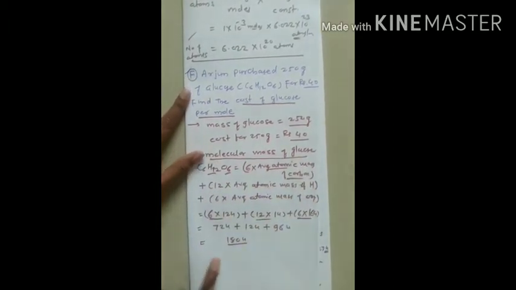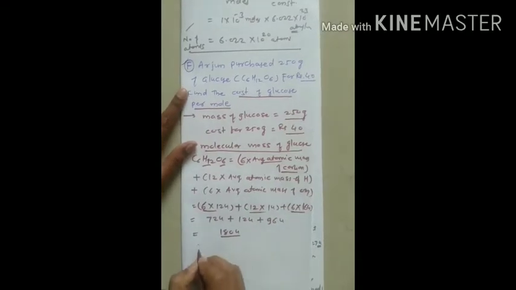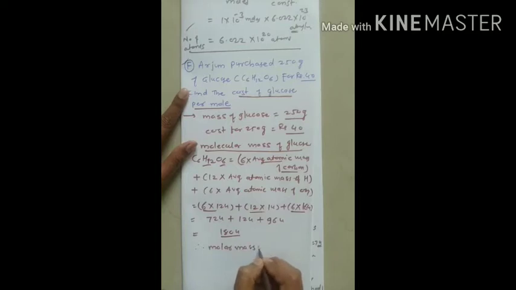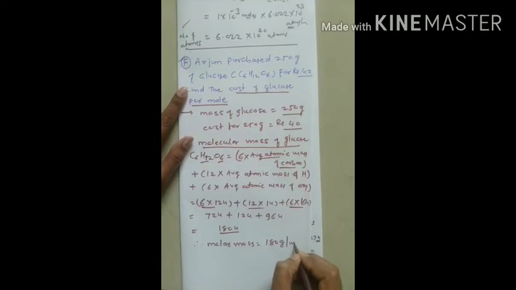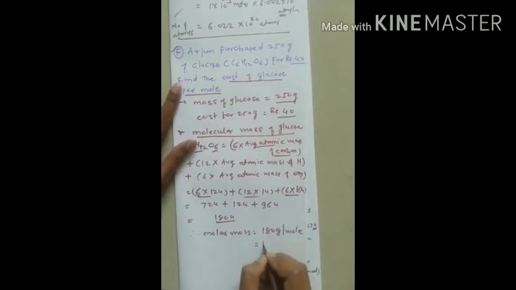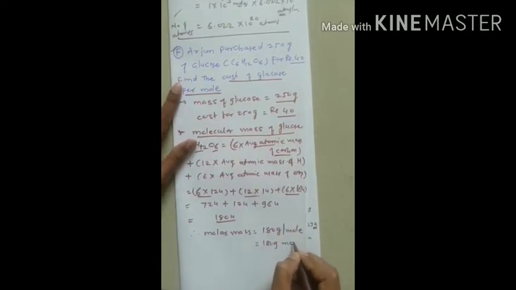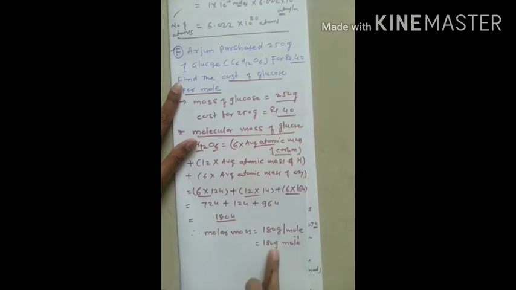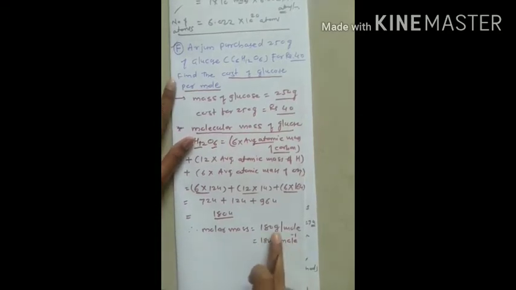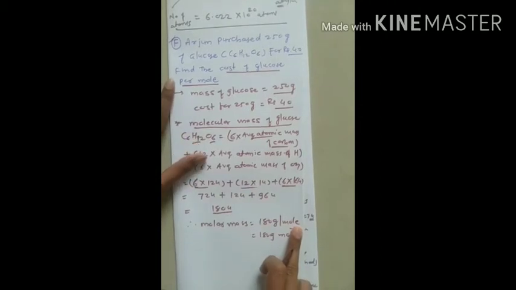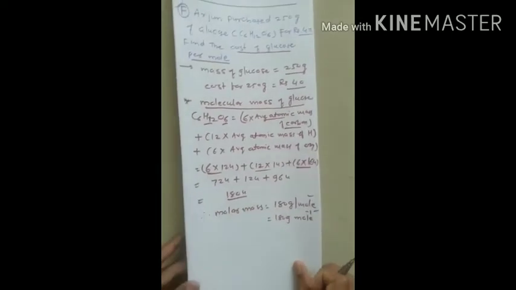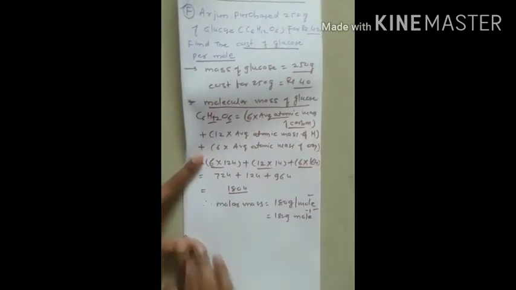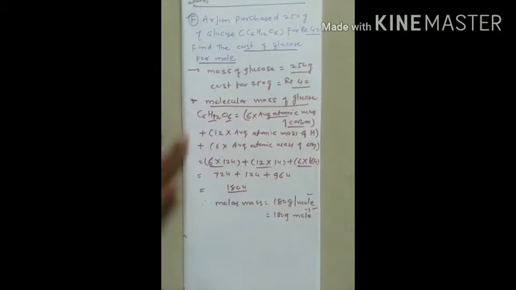If the molecular mass is 180u, therefore I can write the molar mass. The quantity will remain the same, that is 180, only the unit is gram per mole. You can also write it as gram mole inverse, one and the same thing. This can be written as gram per mole, and this is gram per mole also. You can use either method, no issues. Once you get the molar mass, you can calculate the number of moles.